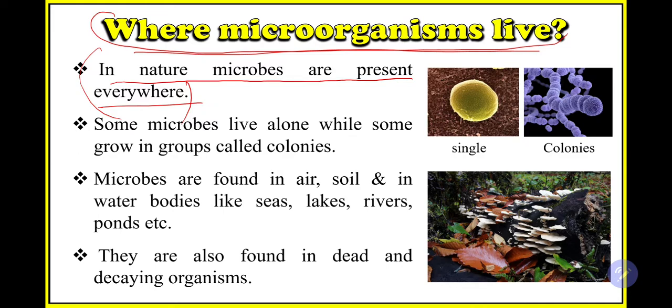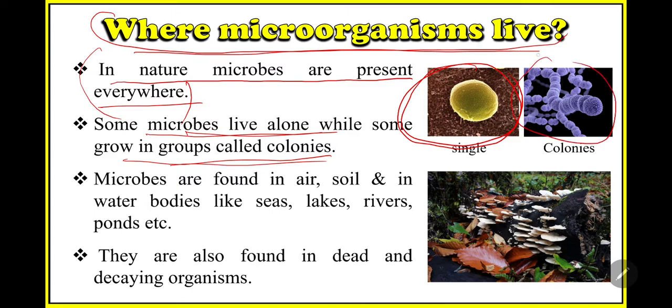Some microbes live alone, and some live in groups called colonies. Similar to human homes, you may find a single home in one area, and there are some areas where multiple homes are present together. These areas are known as colonies. So when a microbe is found single, you consider it a single cell, and when it is found in a group, you consider it a colony of microbes.